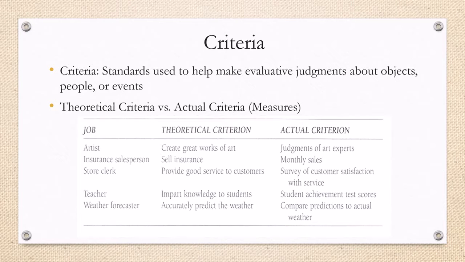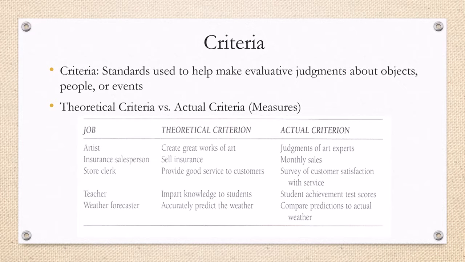So if we look at some jobs, we can look at the theoretical and actual criteria that are used with that job. So for an artist, the theoretical criterion may be creating great works of art. But how do we measure that? One option is to look at the judgments of art experts. So this would be our actual criterion.